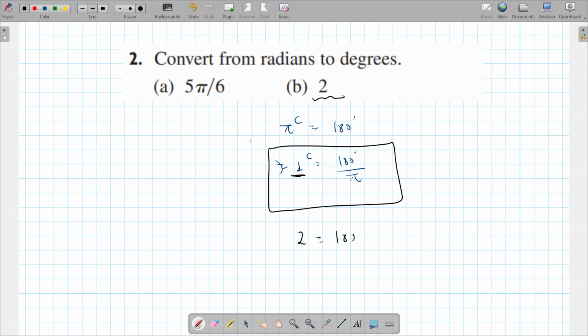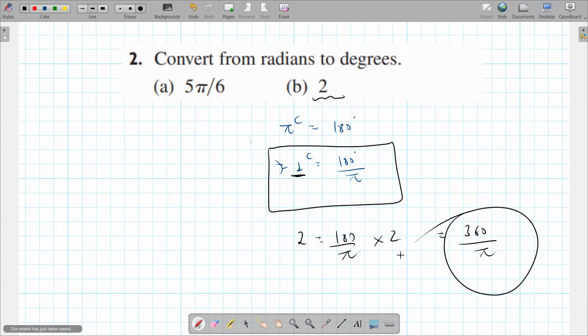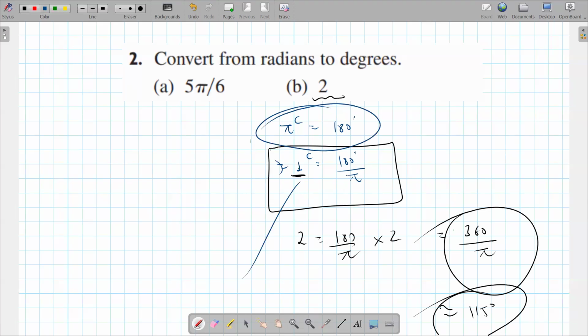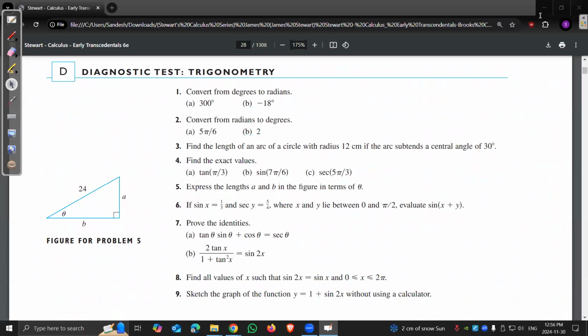What about on the other side? Well, you multiply it by 2, right? So you get 360 divided by pi. So here the pi didn't cancel out, so you actually have to plug it in a calculator. 360 divided by pi is about 115 degrees. And that's how you convert radians to degrees when there's no pi. It's pretty simple. It's just a conversion factor. Once you know this, you're just multiplying both sides of the equation. That's all there is to it. It doesn't get more complicated than that.